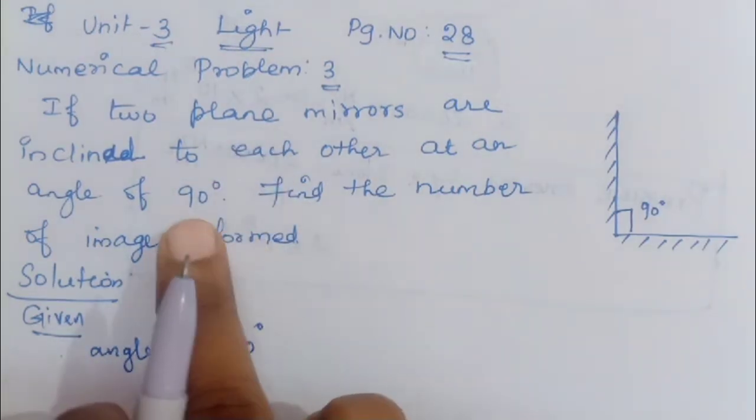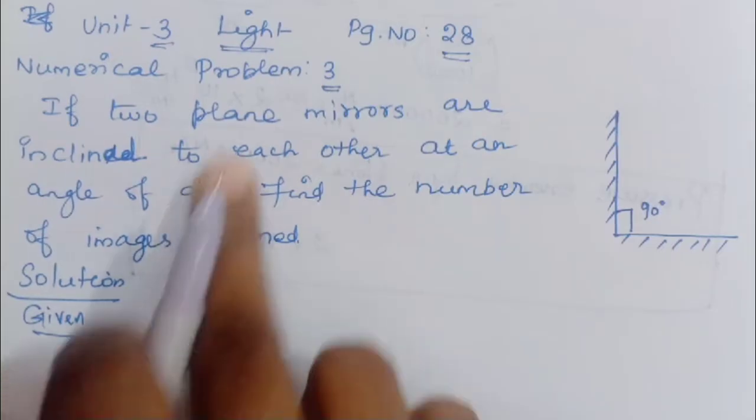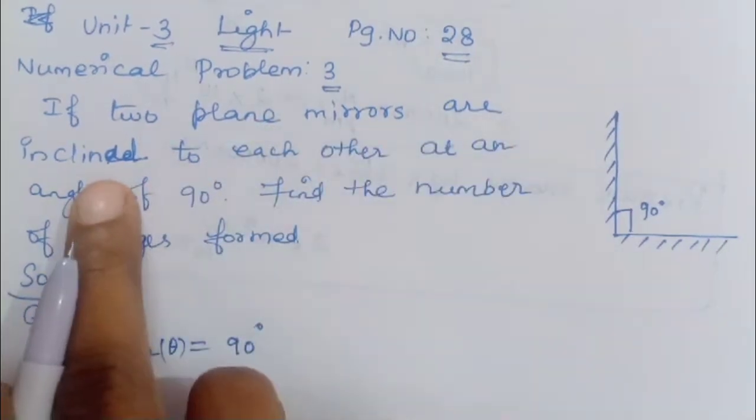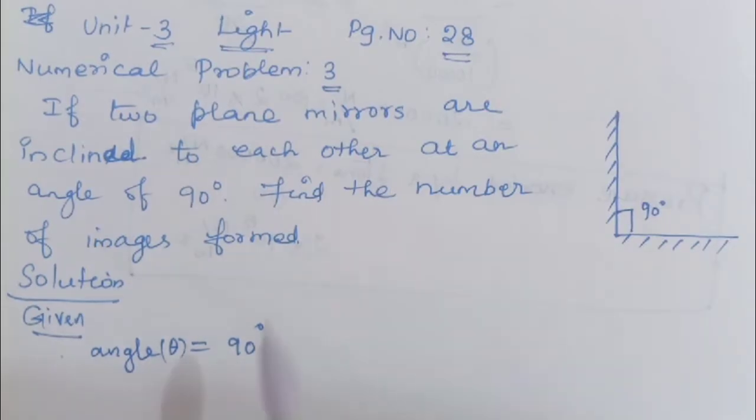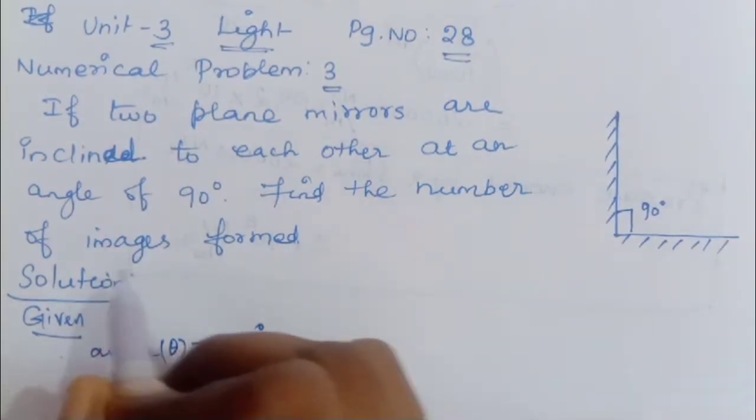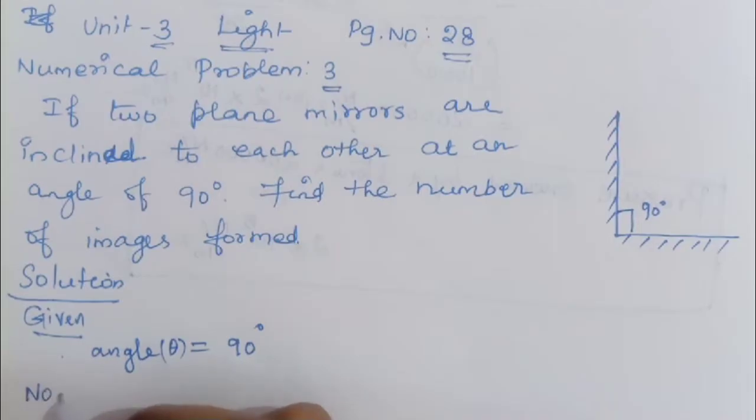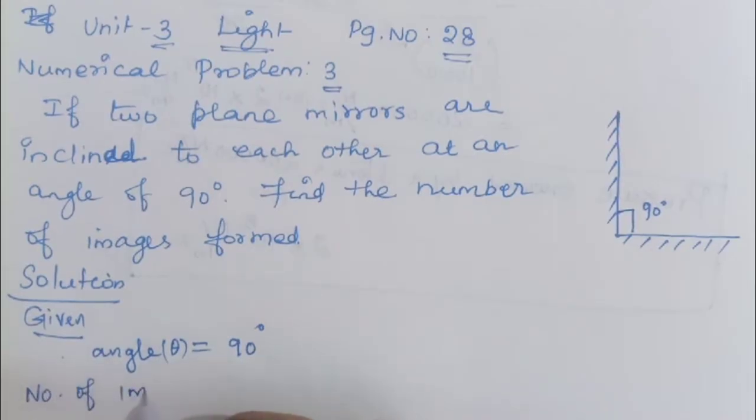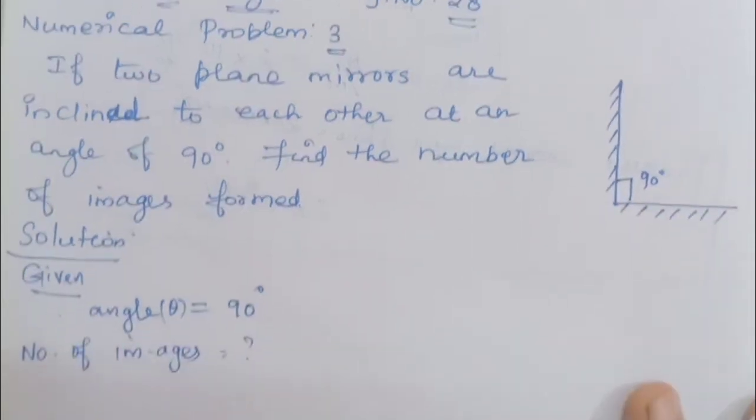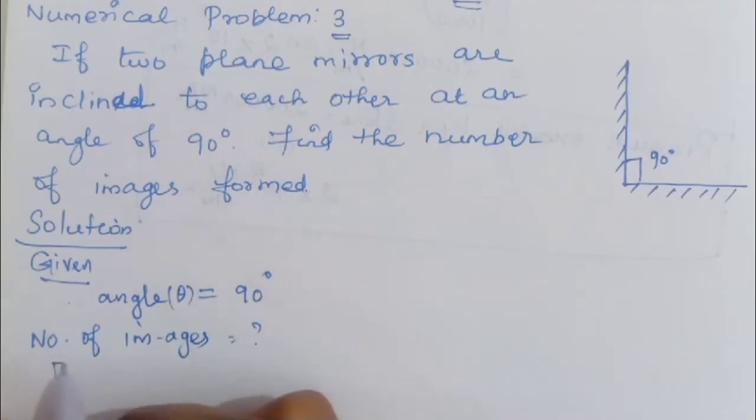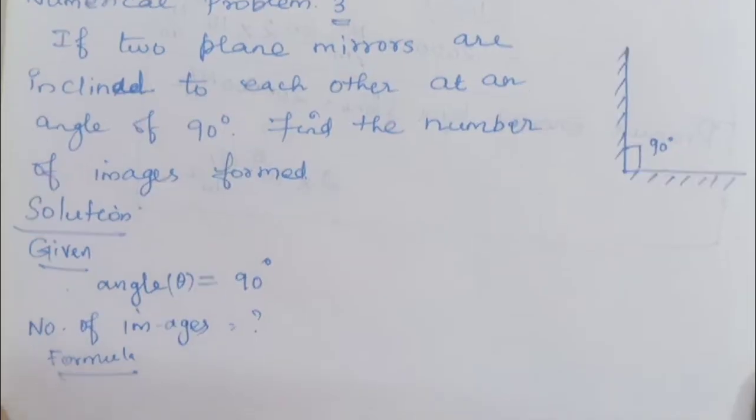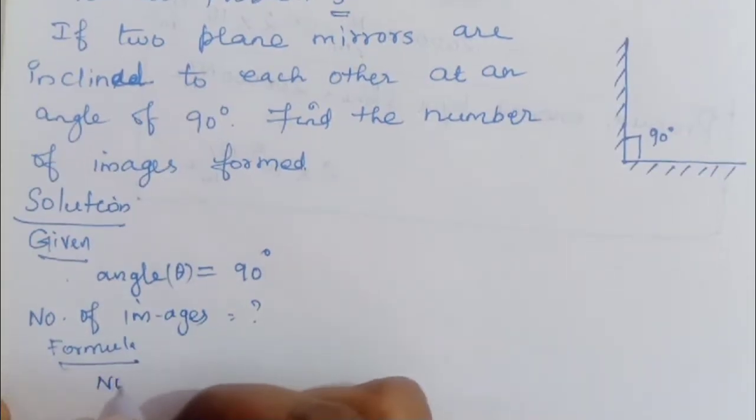See the question, only one value, 90 degrees, is given. That is, 2 plane mirrors inclined to each other at an angle of 90 degrees. Clear? So we have to find the number of images. Number of images will be the question mark. Okay, so the next step is the formula, to calculate the number of images.